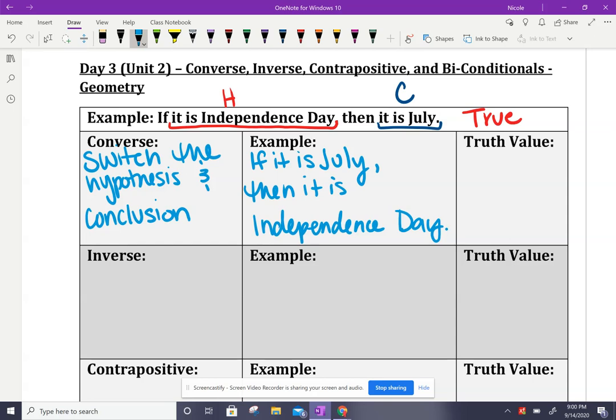So our hypothesis is saying, if you're in the month of July, and the conclusion is saying, then it has to be Independence Day, it has to be July 4th. That is false. And you could give as a counterexample any other day in July. July 6th, July 31st, any other day, any of those work.